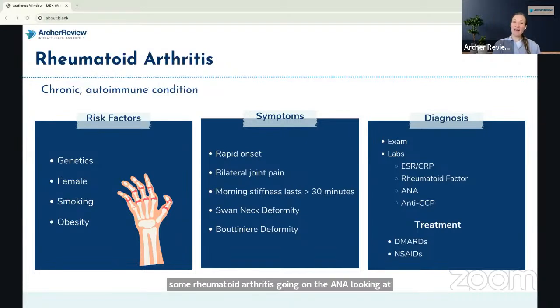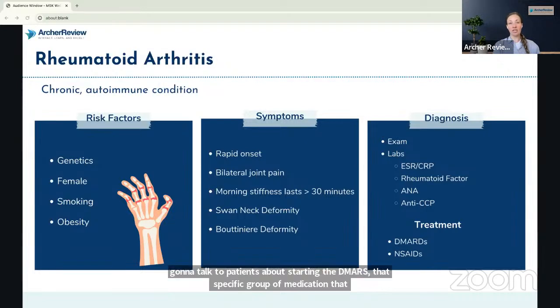Treatment: we can treat in primary care while we're waiting to see a rheumatologist with a little bit of prednisone, which would help get that inflammation down. However, you don't want somebody on prednisone long-term. For rheumatoid arthritis, the rheumatologist is likely going to talk to patients about starting the DMARDs, that specific group of medication that is made specifically for these autoimmune conditions to really get them under control.